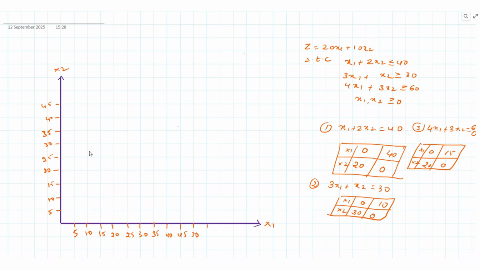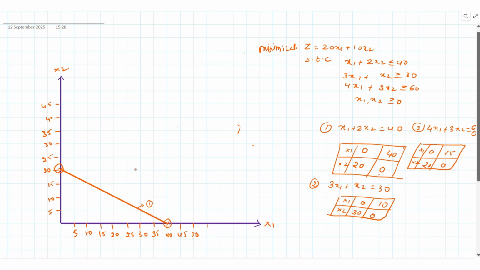In the graph representation you can see the objective function is subjected to minimization, z equal to this one. We already got the coordinates for the first constraint equation: when x1 was 0, x2 value was 20, and when x2 is 0, x1 value was 40. We represent both coordinates here and we join these two points. I will call this line 1.